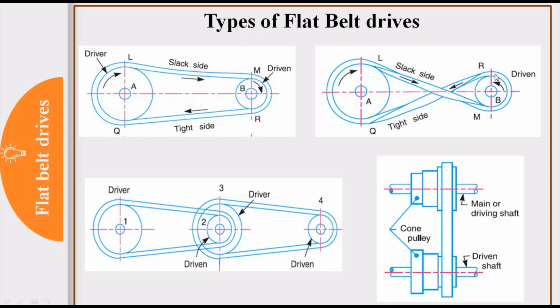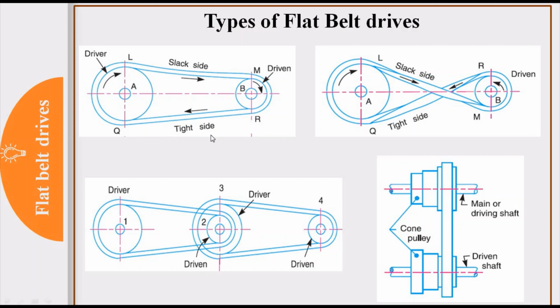Suppose we want the driven shaft to rotate in the opposite direction to that of the driver shaft. There you can use a cross belt drive. Here you can see the driven shaft is rotating in anti-clockwise direction whereas the driving shaft is rotating in clockwise direction. So due to this cross belt mounting we can get opposite motion.